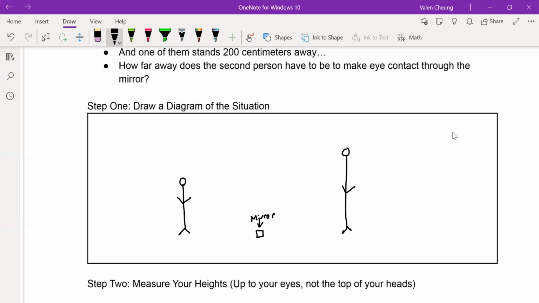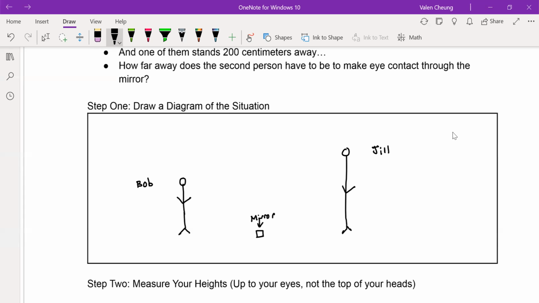Now remember, both these people are trying to make eye contact by looking into the mirror. The first person, let's say that their name is Bob. So you're going to label the first person with your name. Second person, the taller person, let's call her Jill.